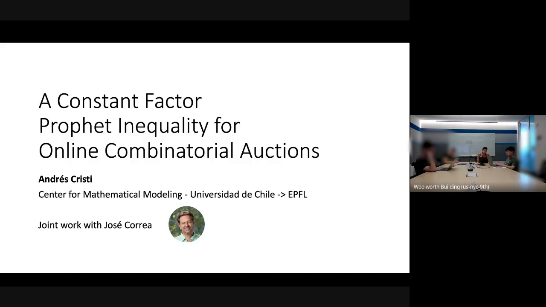This is a joint work with one of my former advisors, Jose Correa, and the title is "A Constant Factor Profit Inequality for Online Combinatorial Auctions."